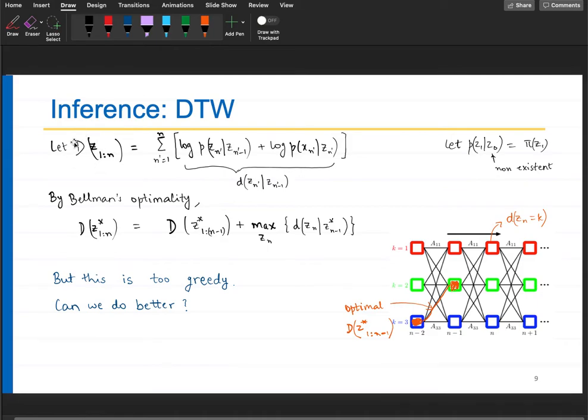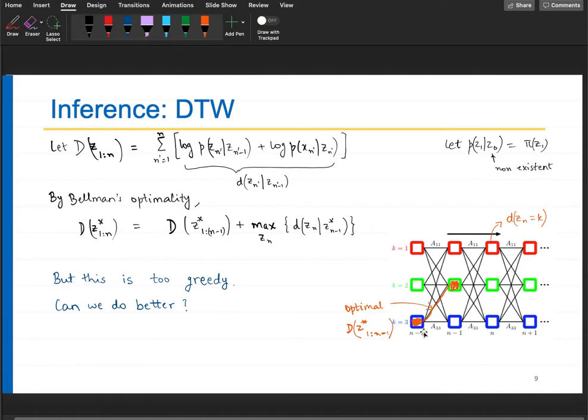So the total cost of the path Z1 to Zn can be broken down as a sum over the cost of each Zn. Since this is a Markov model, this cost also depends on the previous state because the transition will bring a cost. So this becomes the log of the transition probability, plus the log of the emission probability. So this is your cost associated.